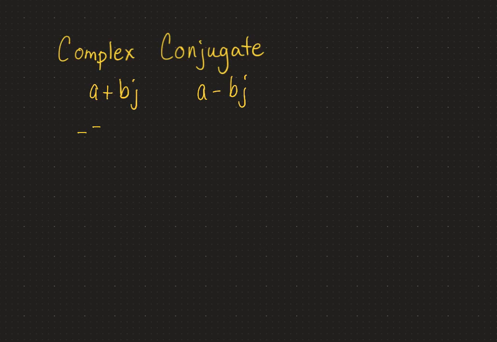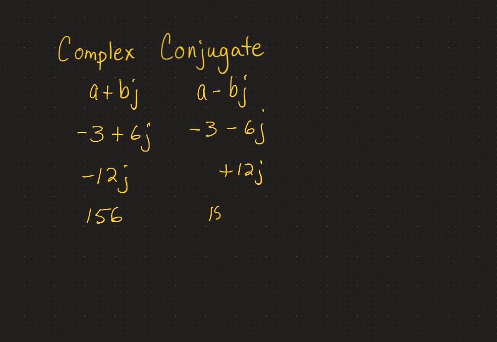The conjugate of -3 plus 6j is -3 minus 6j. It is the imaginary part that changes. If you only have an imaginary part, like -12j, then the sign of that imaginary part changes. If you only have the real part of a complex number, nothing changes. The real part does not change its sign. 156 is the conjugate of 156, but it doesn't help you very much.